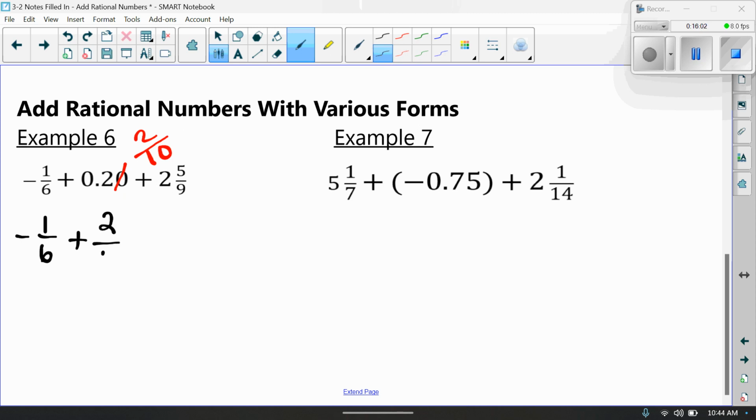So plus 2/10. And now this third fraction, I want to change to an improper fraction, right? Remember, you multiply in one direction, add in the other. So 9 times 2 is 18, plus 5 is 23. Okay, so this is going to be 23 ninths.